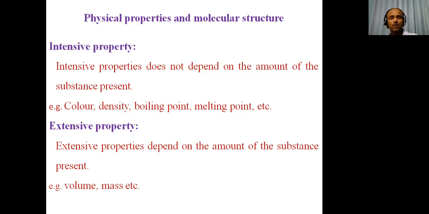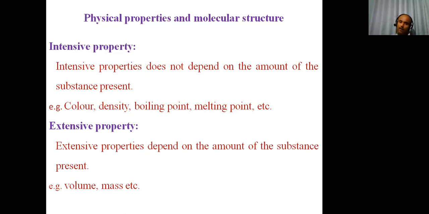Now we discuss one more aspect of classification of physical properties. It is from the thermodynamics point of view. In thermodynamics, physical properties are classified into two important types: intensive and extensive. Let us discuss first what is an intensive property. Intensive property does not depend on the amount of substance present in the system. And you know that a system is the part that is under our consideration. Examples of intensive properties are color, density, boiling point, melting point, etc.